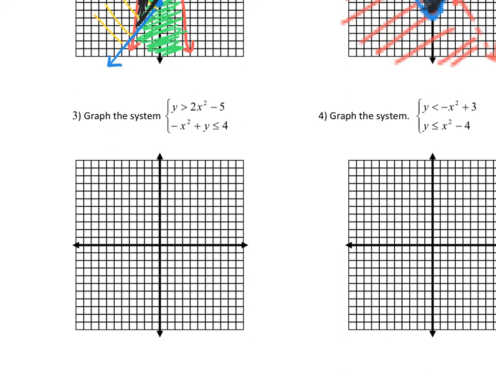Okay, so for number 3, we want to identify first the two shapes that we're talking about. So again, our first graph is a parabola, and the second graph, before we even go through it, is going to also be a parabola. So here's our first example of two different parabolas on the same graph.